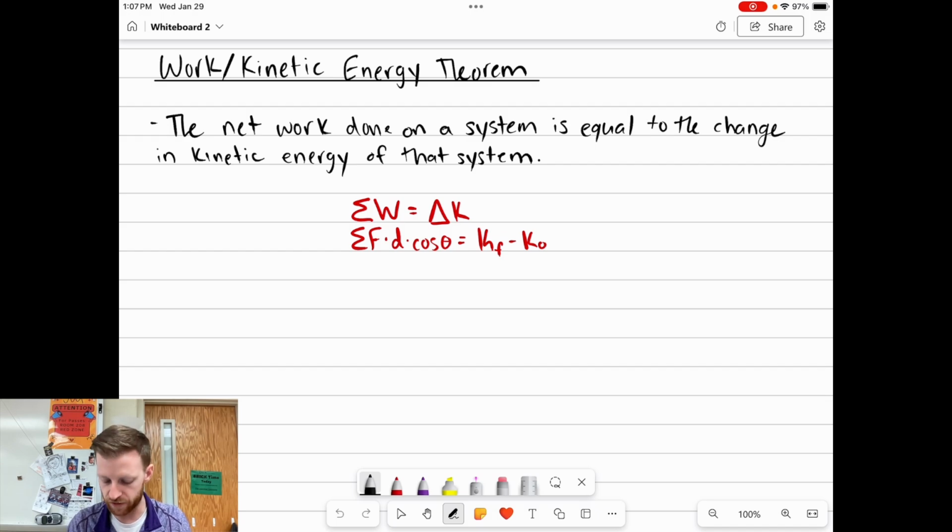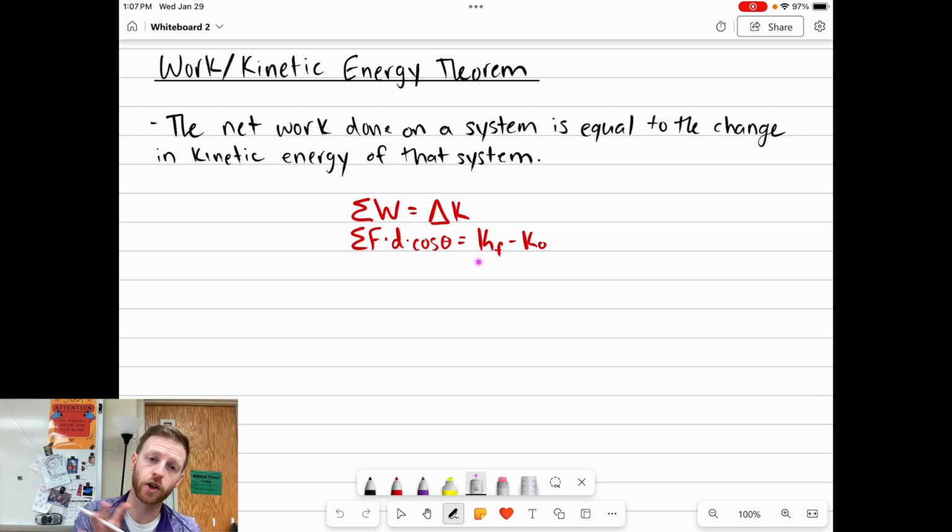So we have two equations here. We have the work kinetic energy theorem stated here as net work is equal to the change in kinetic energy. That then expands out to net force times distance times cosine theta. That's net work is equal to the final kinetic energy minus the initial kinetic energy.